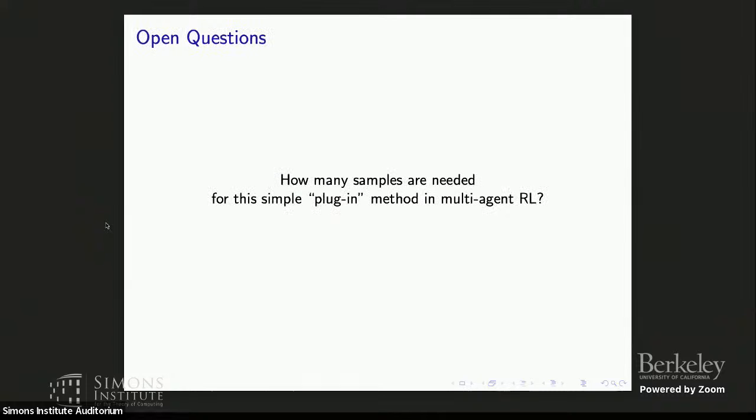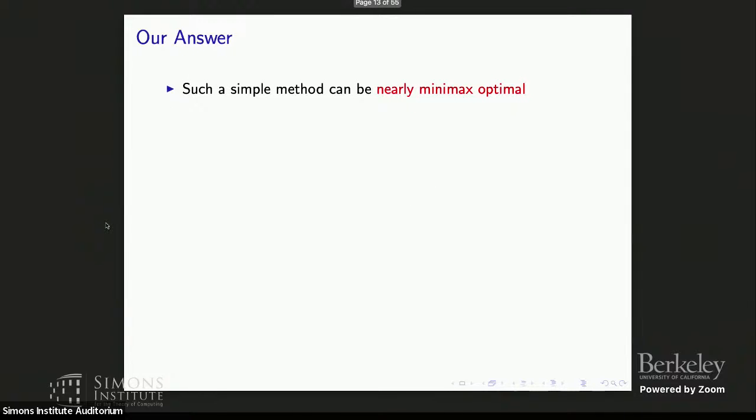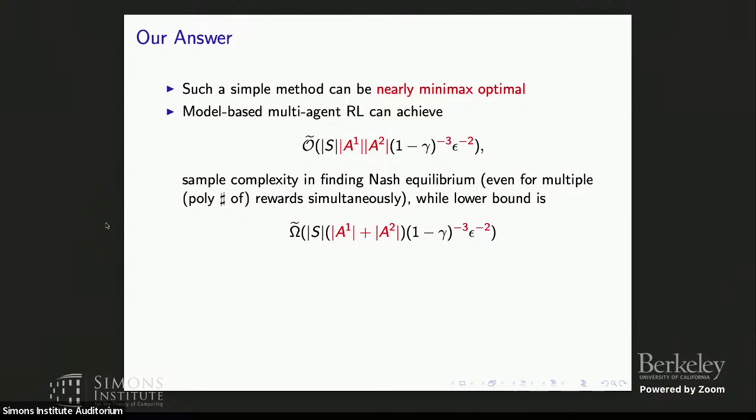The fundamental question here is how many samples are needed for this simple plug-in method in the multi-agent RL setting. Our answer is that such a simple plug-in method can be nearly minimax optimal. More specifically, this model-based multi-agent RL approach can achieve this order of sample complexity. Recall that S is the cardinality of the state space, A1 and A2 are the cardinalities of the action spaces of the two players, gamma is the discount factor, and epsilon is the accuracy you want to achieve.